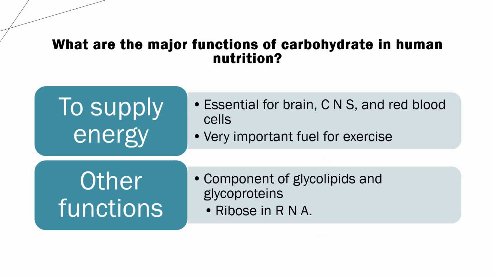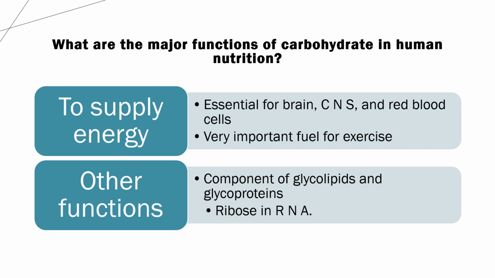So a major function of carbohydrates in human nutrition is to supply energy. It is the body's primary energy source. And so carbohydrates are quickly converted into glucose, which fuels cellular activities. It's really essential for the brain and central nervous system and red blood cells. These tissues rely heavily on glucose for proper function. The brain, for instance, consumes approximately 120 grams of glucose per day. It's also an important fuel for exercise and other functions.